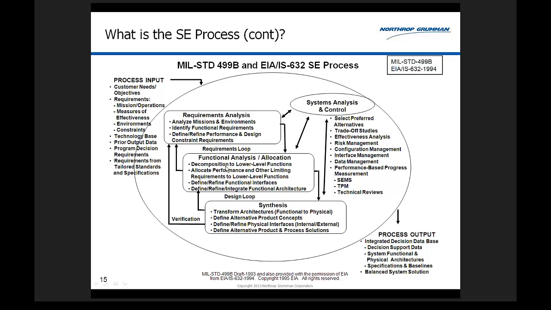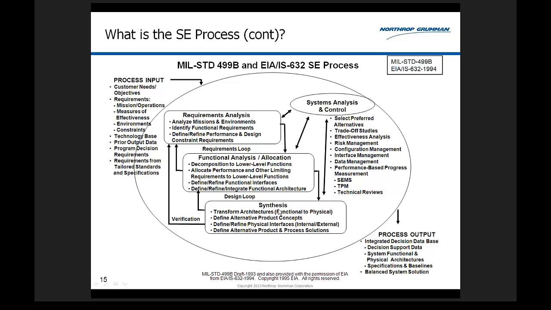So you define the top level functions and you decompose them to lower level functions, subfunctions. Allocate these requirements to the lower level functions. Okay, and the different types of requirements, and refine and define the functional interfaces between the functions, and then integrate the functional architecture. Then there's a requirements feedback loop here that goes on. Something happens in the behavioral analysis that affects the requirements. You've got to go back and adjust the requirements.